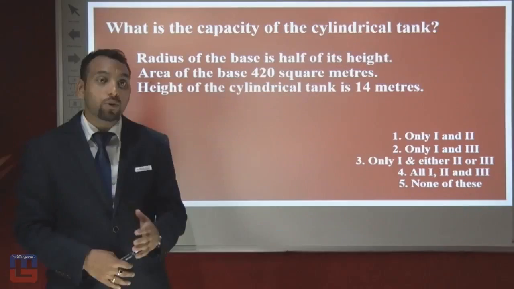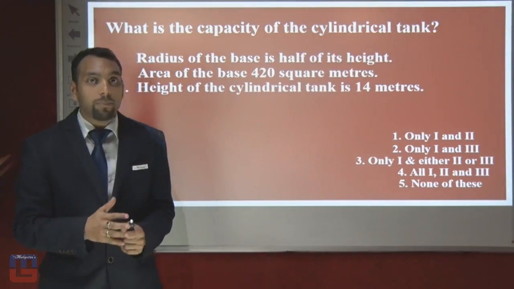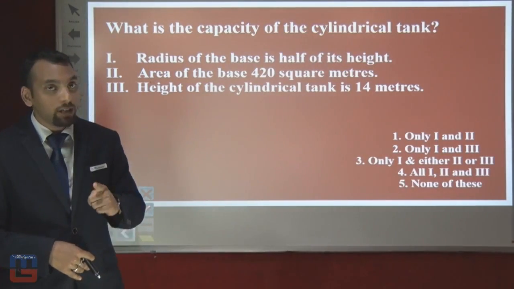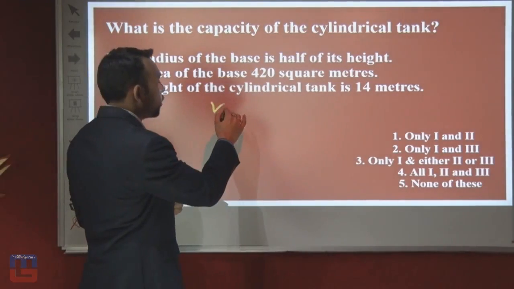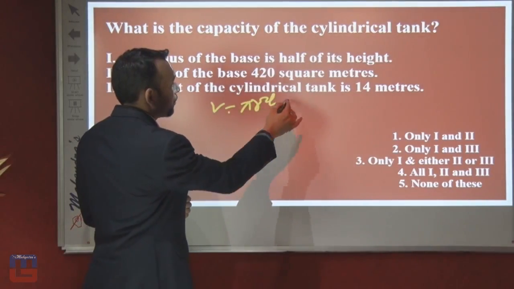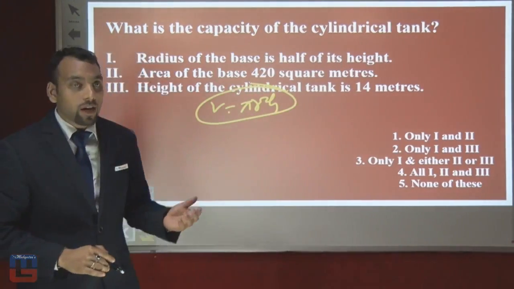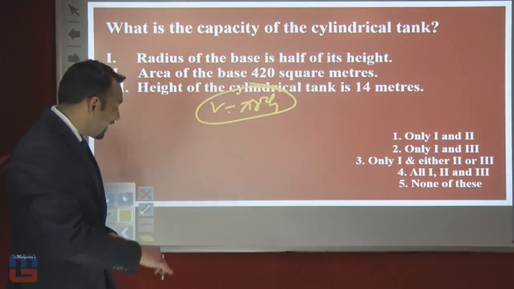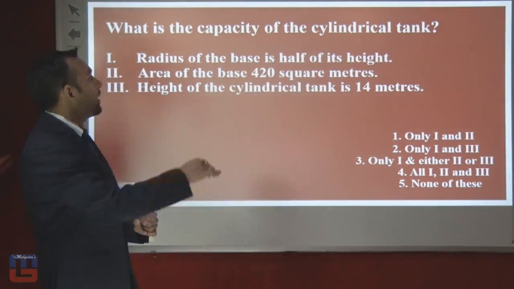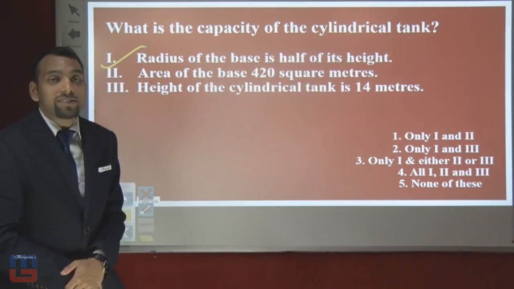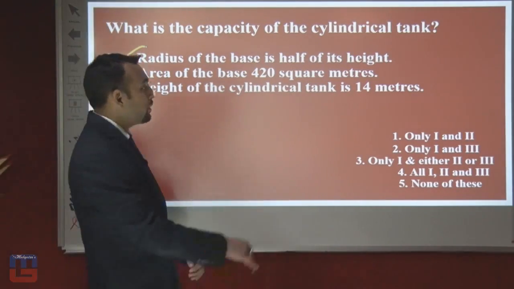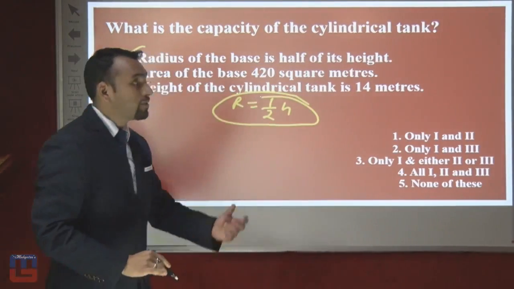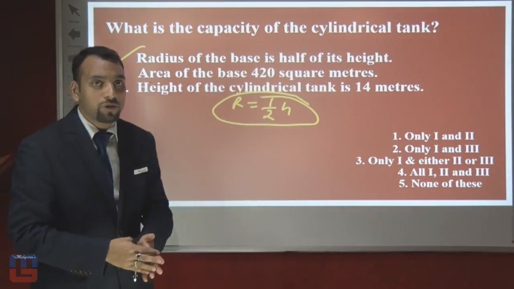Now move to the next question. It is asking what is the capacity of this cylindrical tank? As you all know, capacity means volume. Basically you have to find the volume. So volume is pi r square h, which means if you have the radius and height, you are able to find the volume. Now read the first statement. The radius of the base is half of its height, which means r is half of h. So from the first statement we don't have any direct information about the volume.